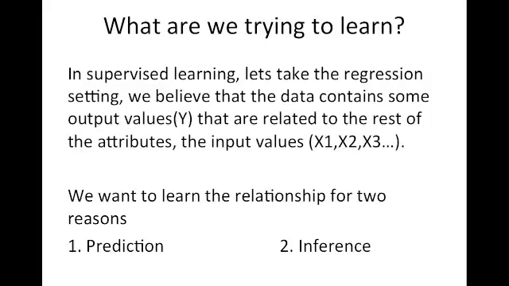What are we trying to learn? In regression, we believe that there is some output y that can be predicted by input values x1, x2, x3. These are attributes of the data. For example, if you're trying to predict housing prices, this might be the location, the type of neighborhood, the number of schools in the neighborhood, etc. We want to learn this relationship for two reasons: either to make a prediction or to draw some inferences.